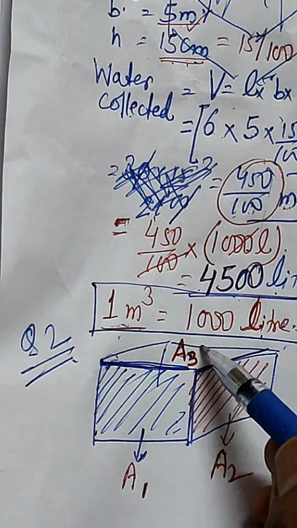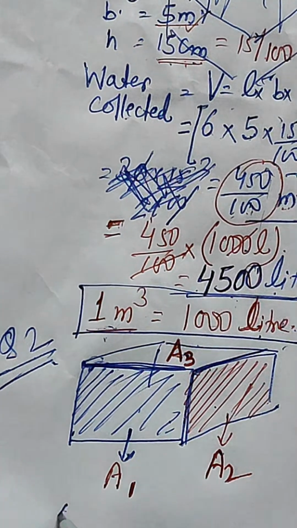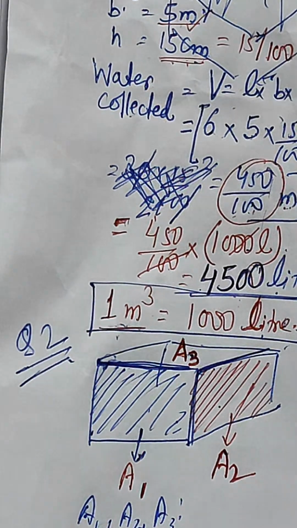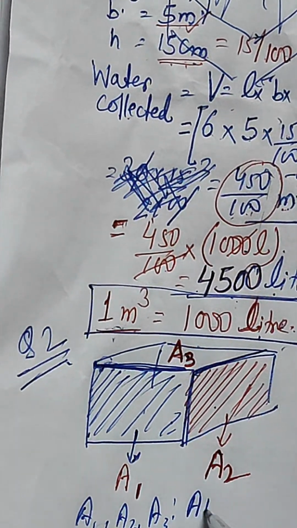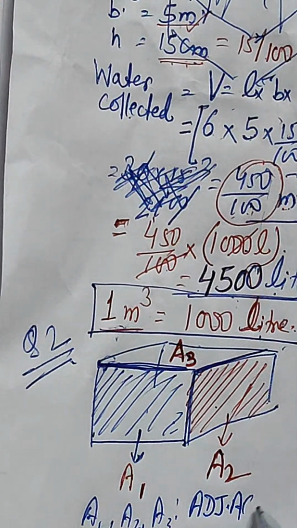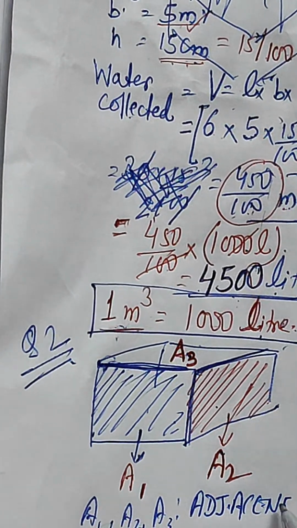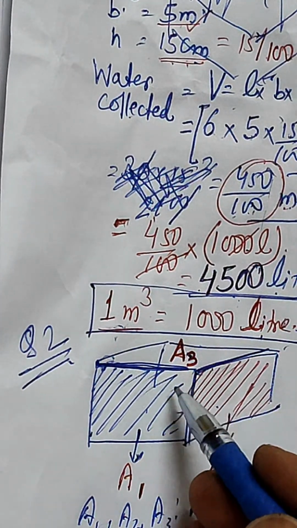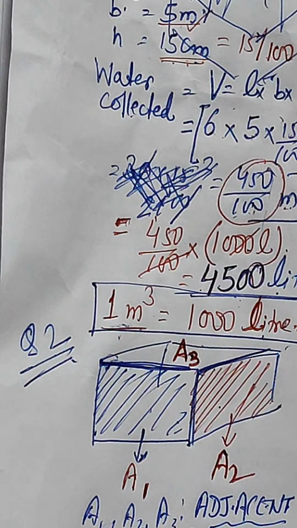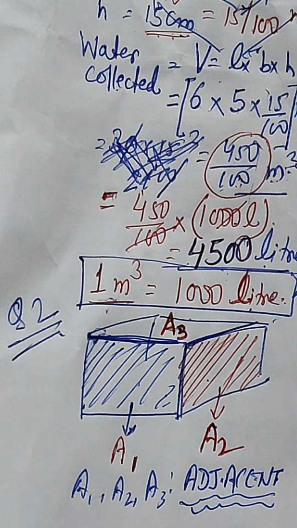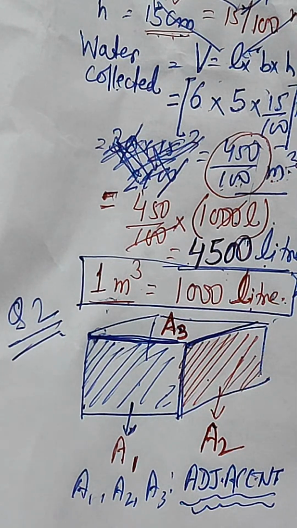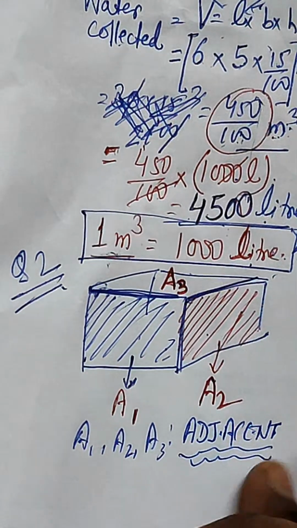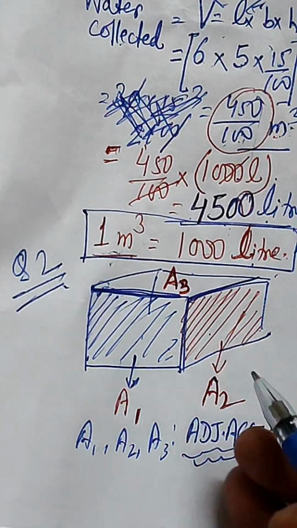So that's why these three faces a1, a2, a3 can be said to be adjacent faces. Adjacent means close to each other, even sticking to or touching each other. So a1, a2, a3 are the three adjacent faces. We need to find the volume of this cuboid in the form of a1, a2 and a3.